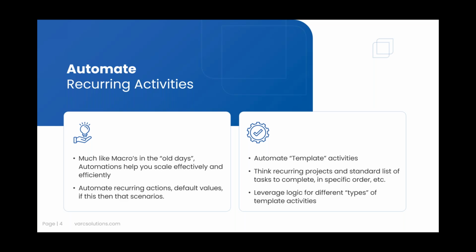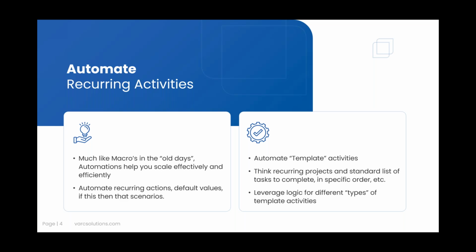And by the way, when I talk about automation here, I'm not talking about AI. AI has its place, and there's a lot of really good uses for it, but I'm not even talking about AI here. I'm just talking about taking things that you do over and over again and automating those things. One of the examples that I like to use is what is called template activities.